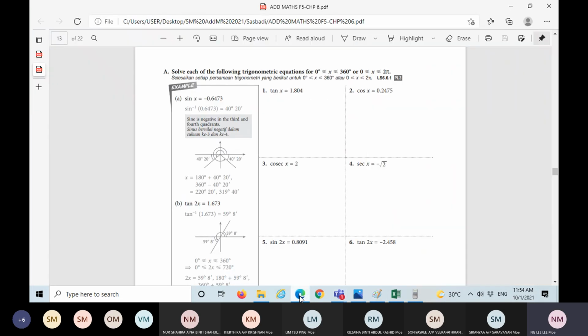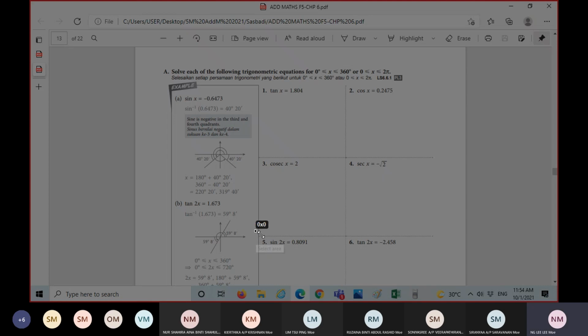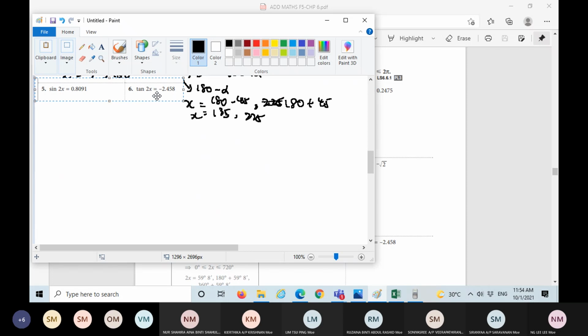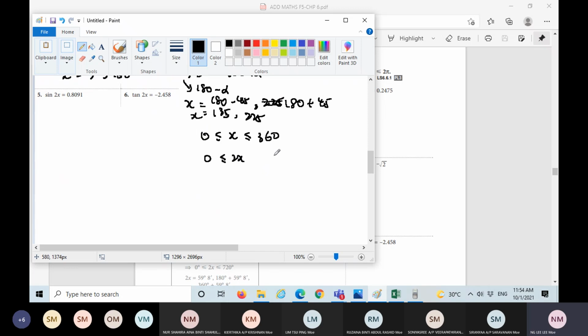Okay, so next question 5 and 6. More and more difficult. Okay, these are 2x and 2x. Remember that your x is from 0 to 360. So 2x, it will double up. 0 times 2 is still 0, but here 360 times 2, it will become 720. So this question, you got 4 answers. You have to go one more round.